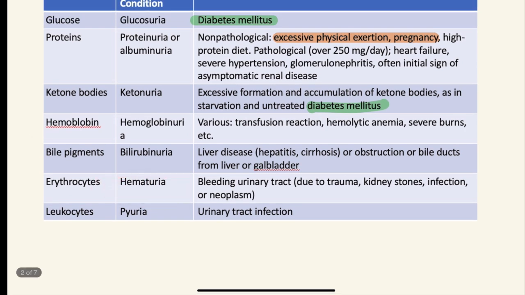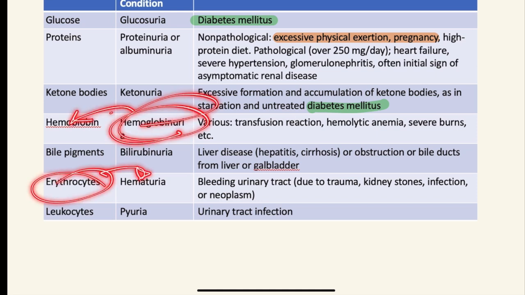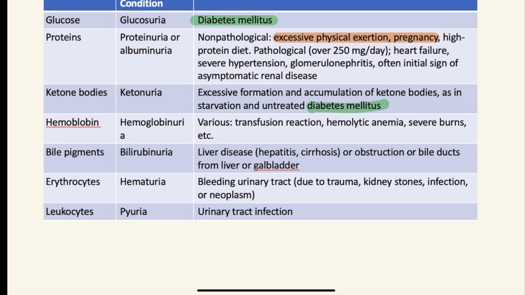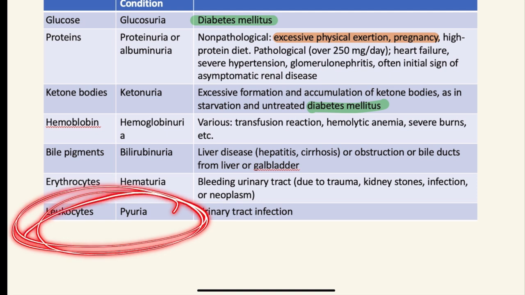Erythrocytes is going to be hematuria, not hemoglobinuria. So make sure that you guys are not confusing these 2 points together. Hemoglobinuria would be Hb and erythrocytes is hematuria. Okay, hematuria could be because of bleeding, urinary tract disorders like trauma or neoplasm, as in tumor, infections. Okay, and the last thing we have is leukocytes.